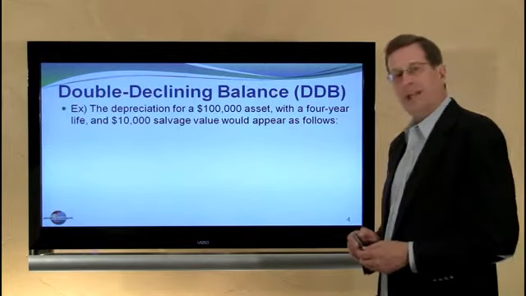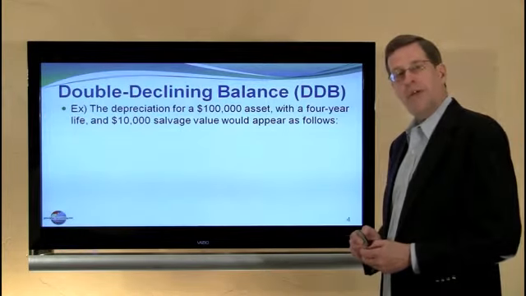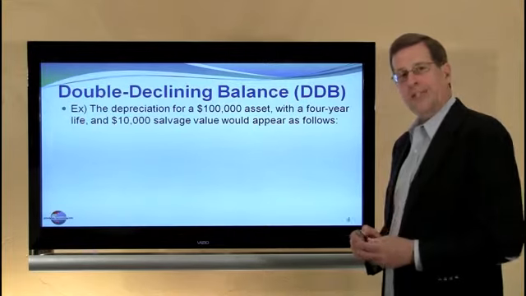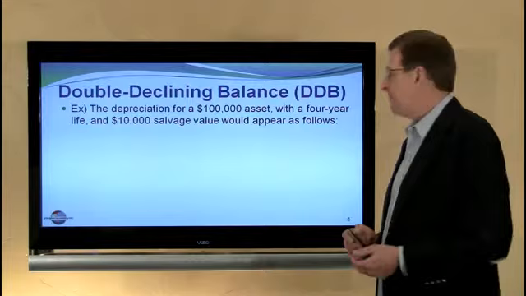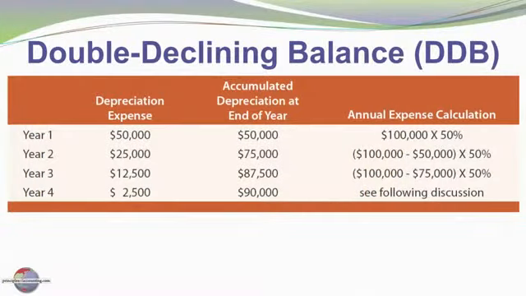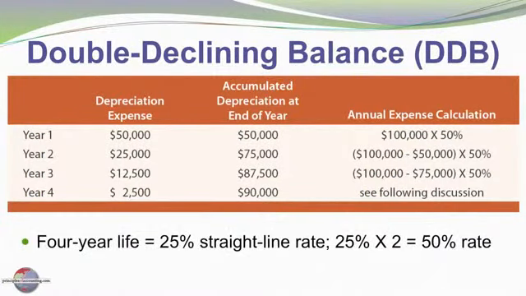So let's look at an example. This is the same asset we looked at in a previous module with straight line. It has a $100,000 cost, a $10,000 salvage value, and a 4-year useful life. So double declining balance would look like this. First of all, recognize that with a 4-year service life, the straight line rate is 25% per year. So twice the straight line rate, or the double declining balance, is 50%.